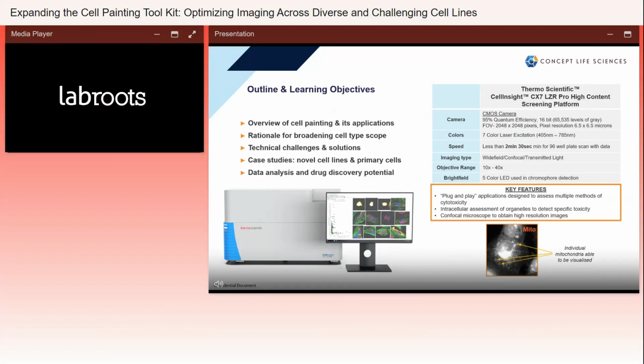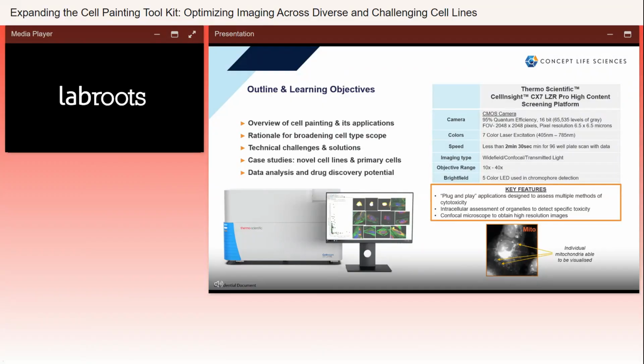So I'll begin with a brief refresher on what cell painting is, how it works, what it measures and why it's become such a powerful tool in phenotypic screening and drug discovery. Next, we'll explore why it's important to move beyond the standard cell lines. We'll look at how incorporating diverse and more physiologically relevant models can improve the biological insight that we gain from these assays. Now, of course, working with new or difficult cell types comes with challenges.